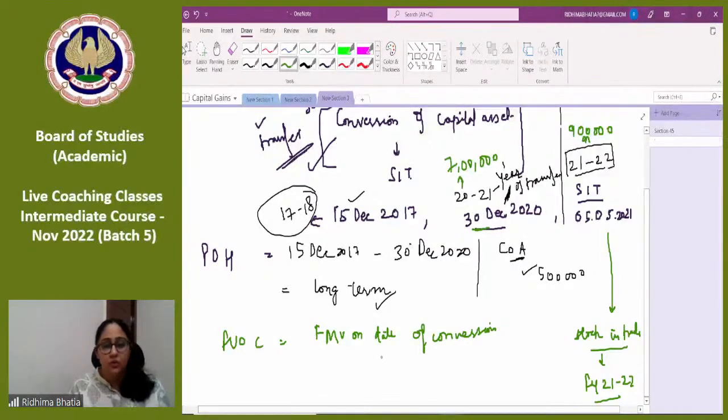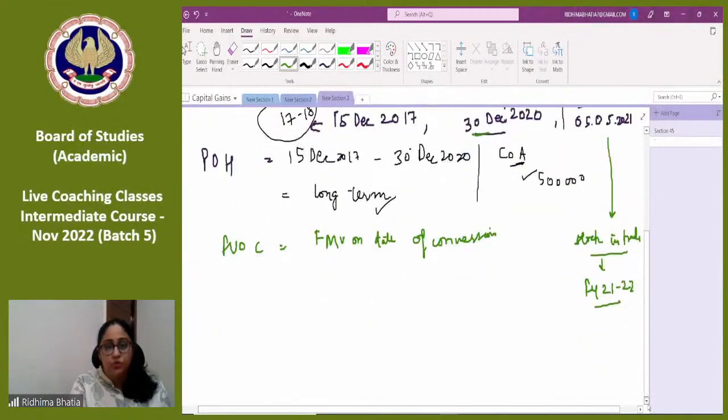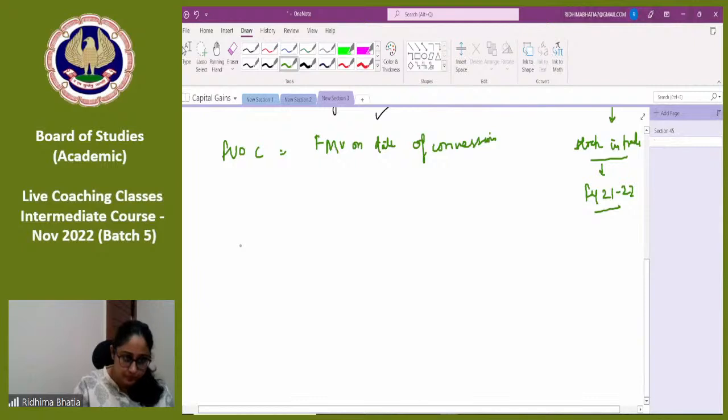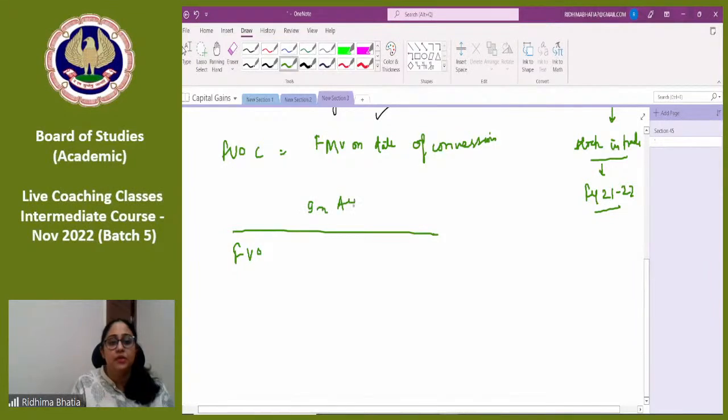ठीक है मैम, clear हो गया. But one thing, we're offering the capital gain in 21-22, then how would the indexation happen? Now let me show you the proper calculation. Full value of consideration is, first of all, this will happen in assessment year 22-23 in the income tax computation of capital gain.